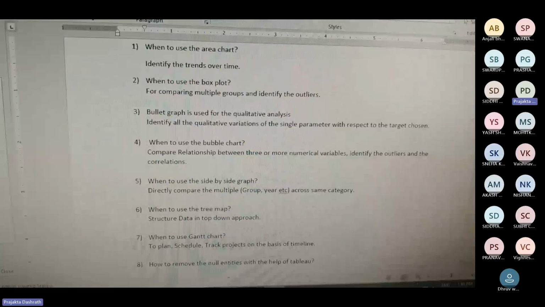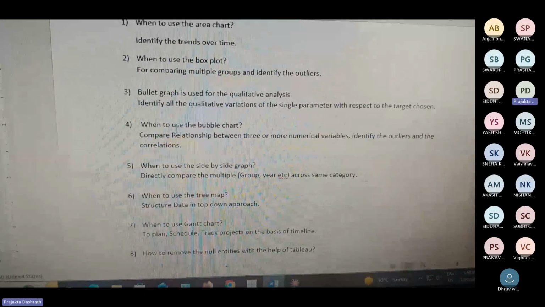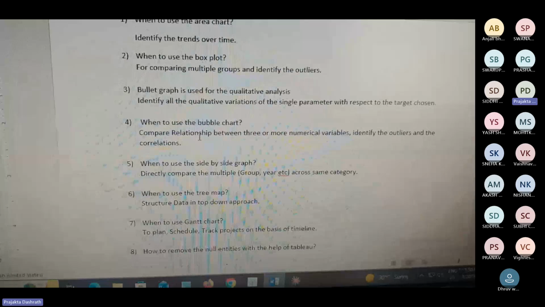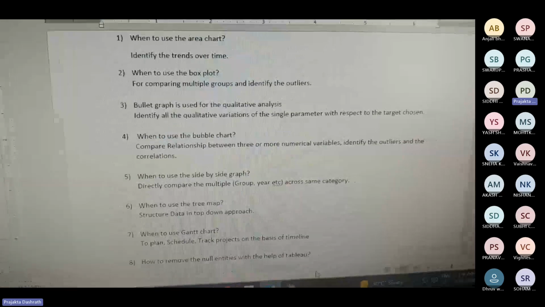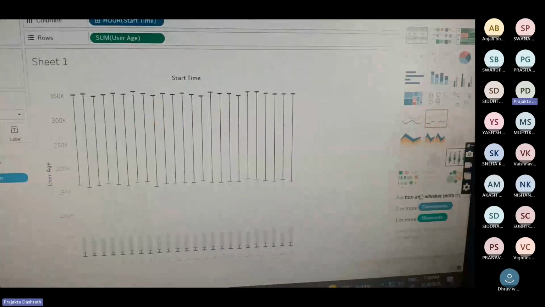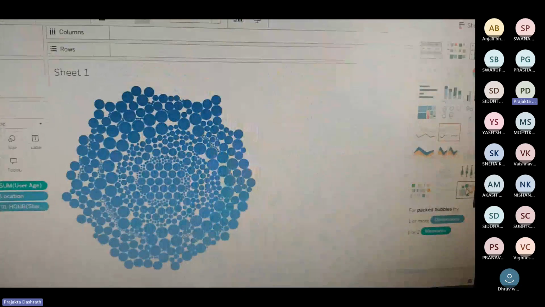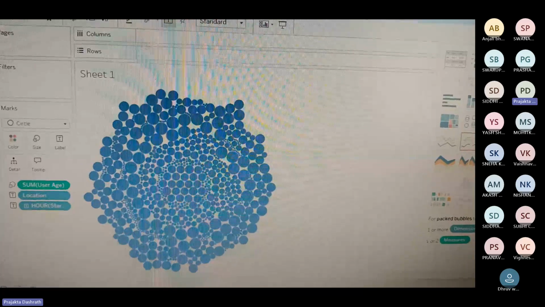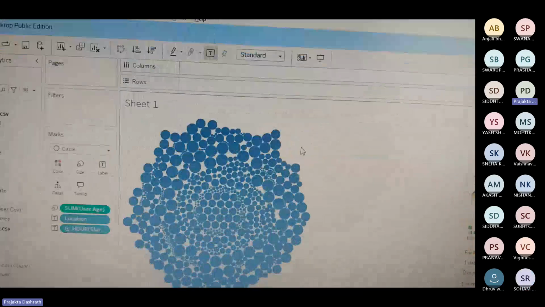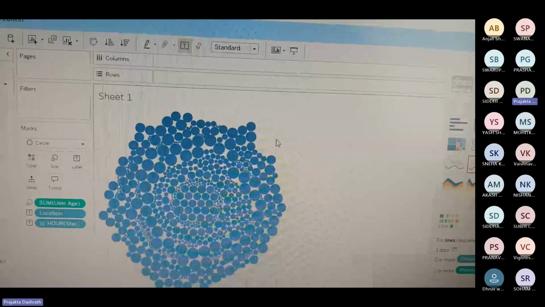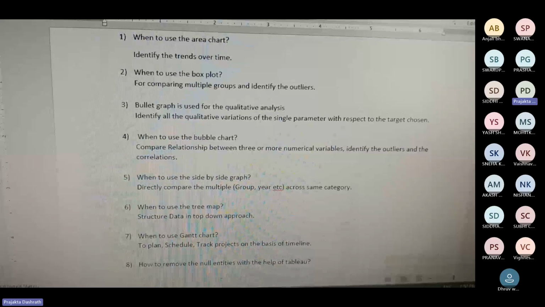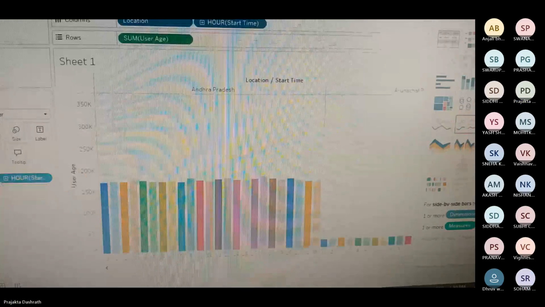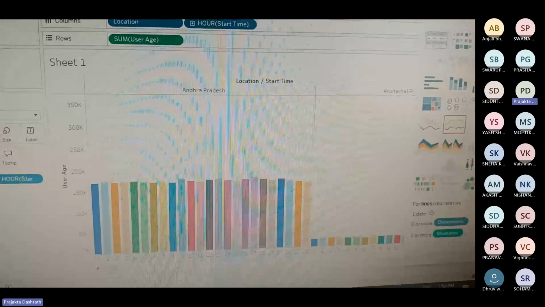Next is bubble chart. When to use bubble chart? When we are trying to compare the relationship between three or more numerical variables and identify outliers. That's why bubble chart is suitable in my case. But as it's giving a clumsy presentation on the cluster, on the grain I chose, I'm rejecting the bubble chart. Okay, next, side by side bar graph. Is it possible in my case? Yes.